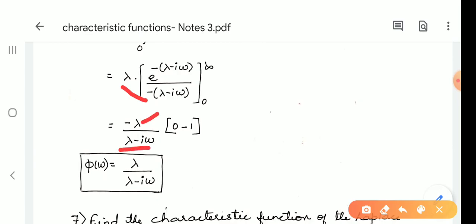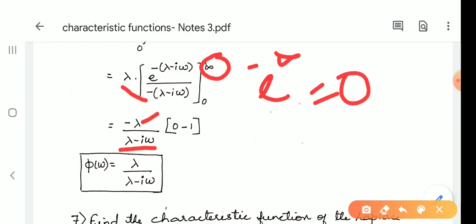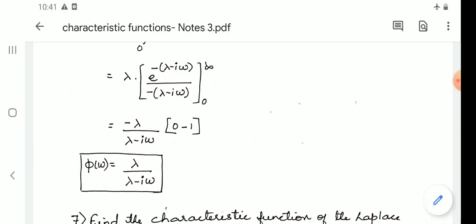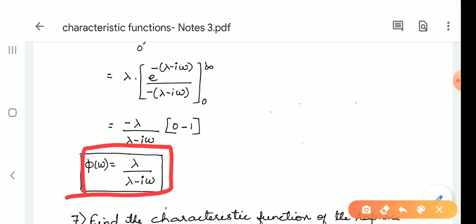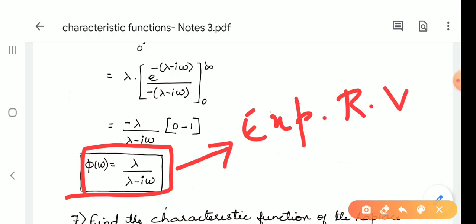divided by lambda minus I omega into, when we apply the upper limit, e power minus infinity becomes 0. So, 0. When we put the lower limit, e to the power 0 becomes 1. So, minus of minus becomes plus. So, phi of omega is equal to lambda by lambda minus I omega for an exponential random variable.